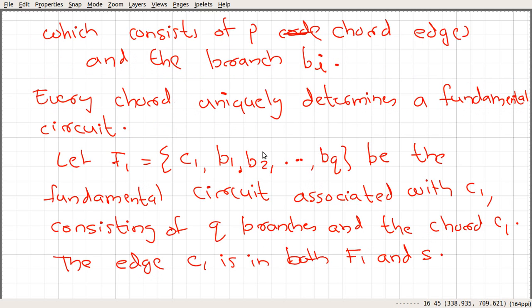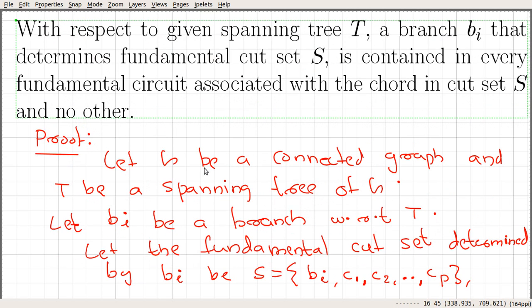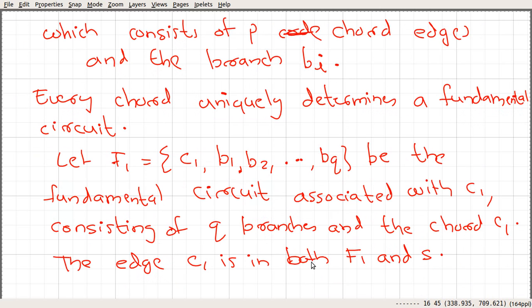Okay, so here we have these branches. So C1 is common to both F1 and S, and since there must be an even number of edges common in a cut set and a circuit, we have a branch here and every remaining thing other than this C1 is a branch. So that says that BI must be equal to one of these.